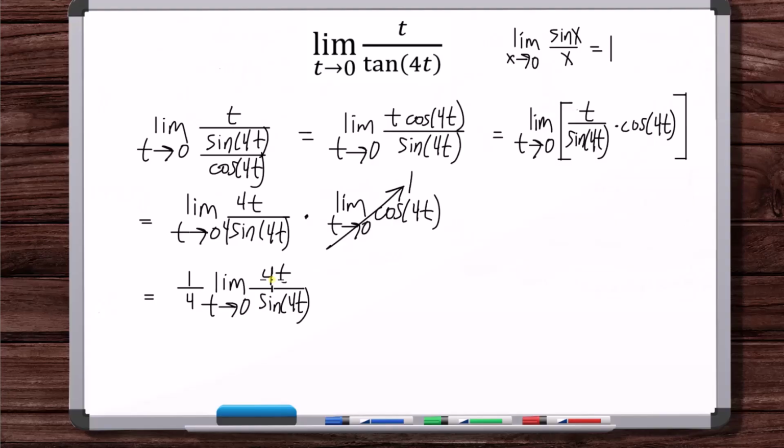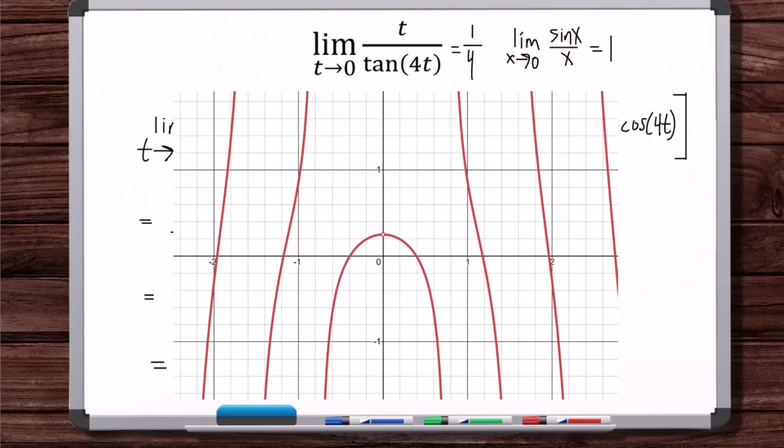And so now these forms match. If you just set 4t equal to x, then you have the limit as x approaches 0 of x over sine of x. So this is equal to 1. So we've got 1/4 times 1. This limit is equal to 1/4. If we take a look at the graph, there's a hole when t is equal to 0 because you can't divide by 0, but as t approaches 0, the function approaches 1/4.